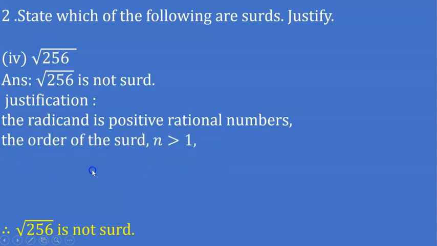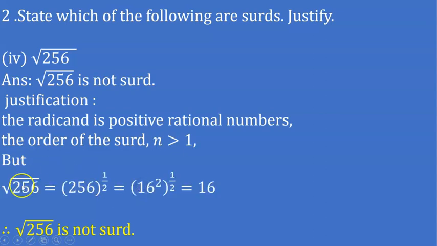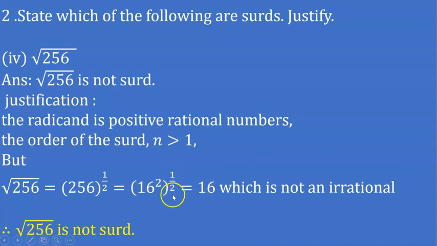The order is 2. But root of 256 is equal to 256 raised to 1 upon 2, which means 16 squared, raised to 1 upon 2, and after simplification, the square and the root get cancelled. You will get 16, which is rational, not irrational, and hence root of 256 is not a surd.